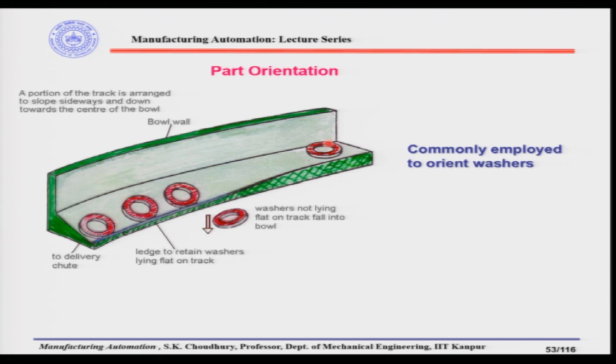Now, these are commonly employed for washers. This is again a sector of a vibratory bowl feeder, and the parts are moving because of the electromagnet and the suspension spring. When the parts are located on the track of this bowl feeder, they will come here, and then there is a slope, and because of the slope the parts will be coming and they will be protected by the ledge of this wall.